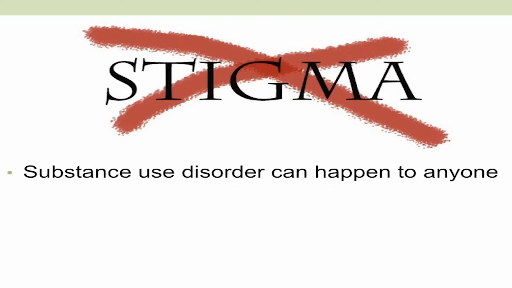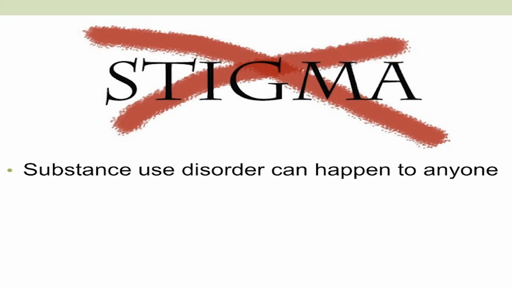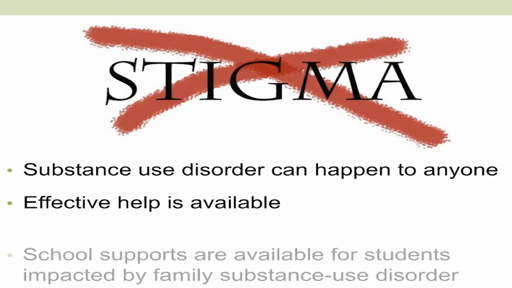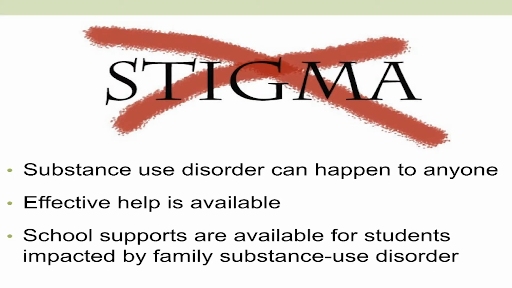Emphasizing to students and families that substance use disorders can happen to anyone, that help is available and effective, and that the school is there as a protective support for the student can decrease the stigma and shame that often prevent people from getting the help that they need.